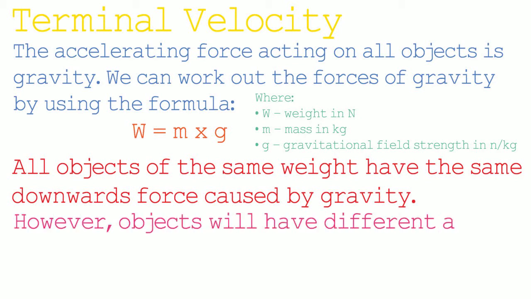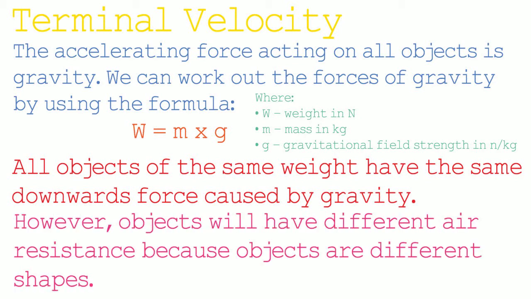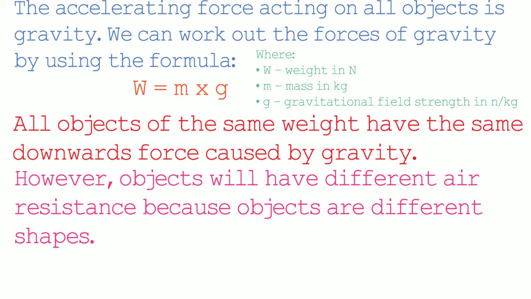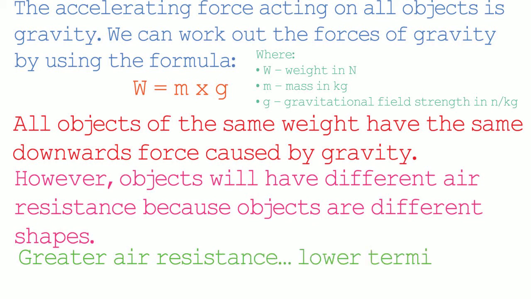However, objects will have different levels of air resistance because objects are different shapes. If an object has a greater level of air resistance, its terminal velocity will be lower. This is because the resistance force is higher for a given speed, meaning that the resistance force will equal the force of gravity at a lower speed.